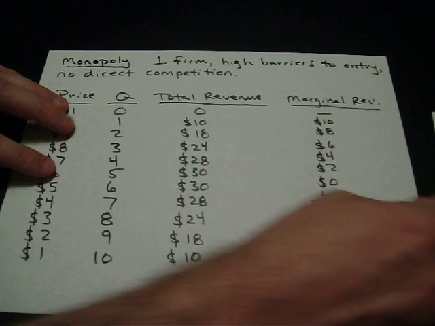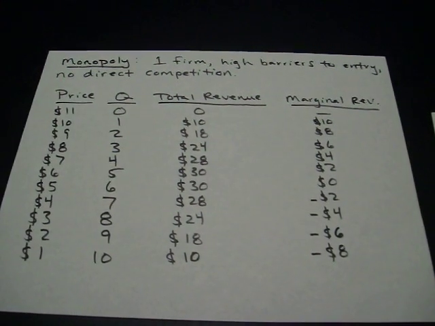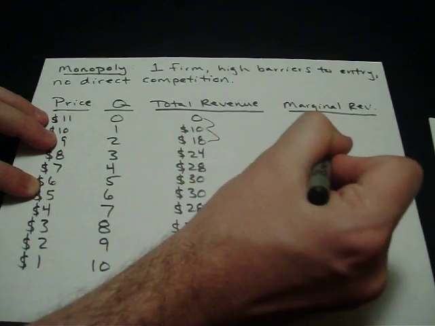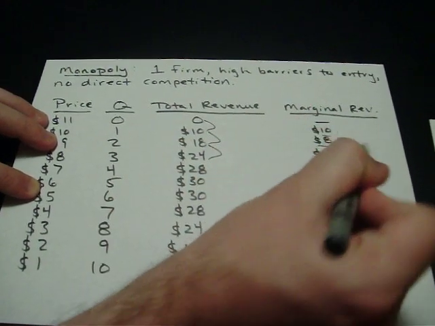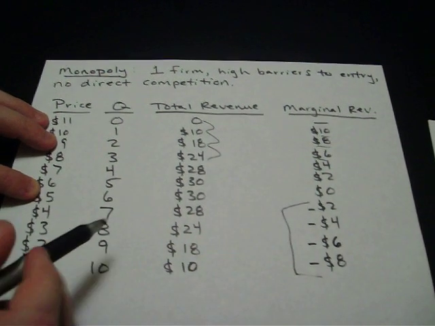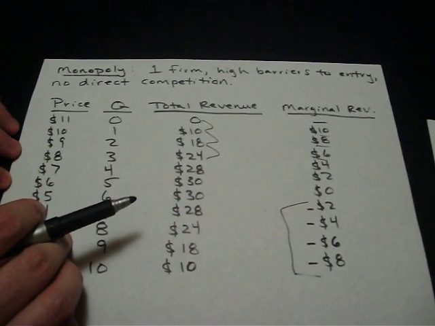Next column I've got is marginal revenue. So we're just looking at the gap. Between here and here it was 10. Between here and here it was 8. Here and here it was 6, on down the line. Notice at the end here the marginal revenue actually goes negative.